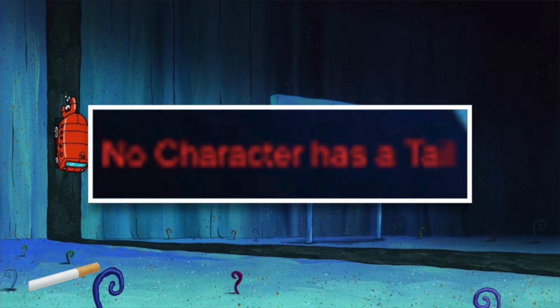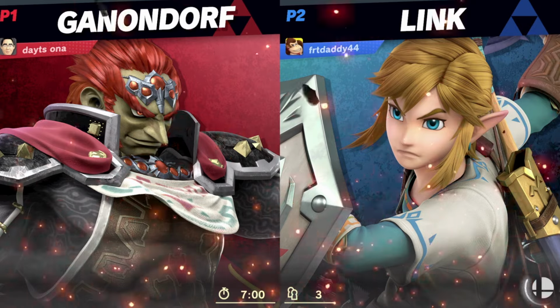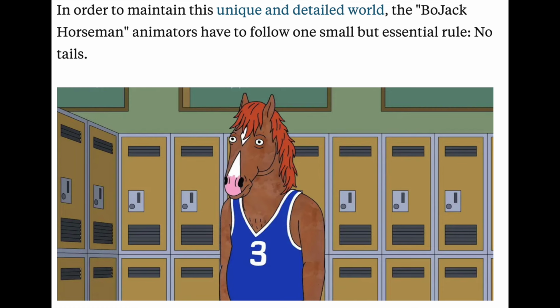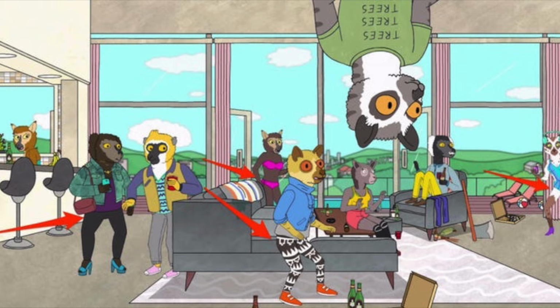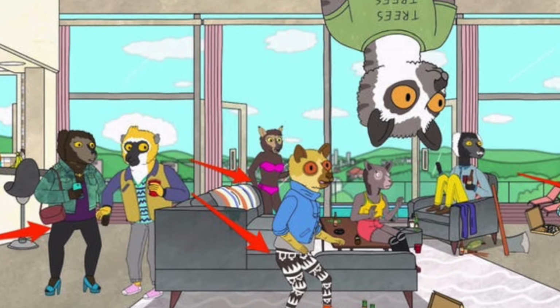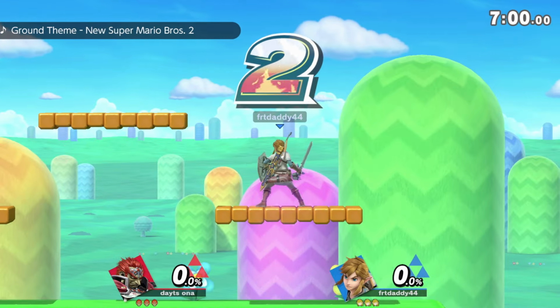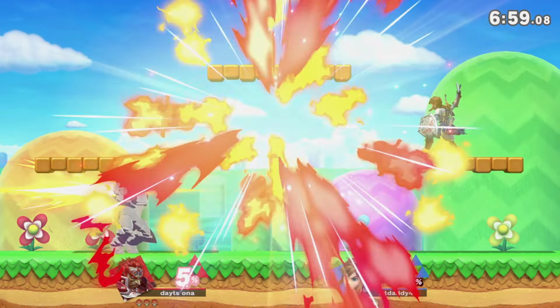No character has a tail. I didn't notice this on my first watch, but after researching for this video, I learned that one of the rules that the animators had was no tails. I swear that I've seen a tail on a character, but I guess not. This might be something like the Mandela effect. But it's kind of weird though.